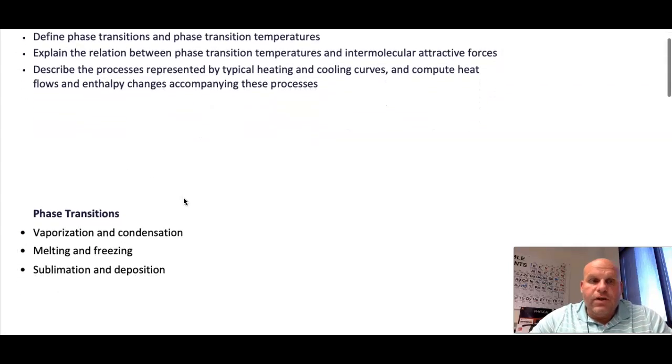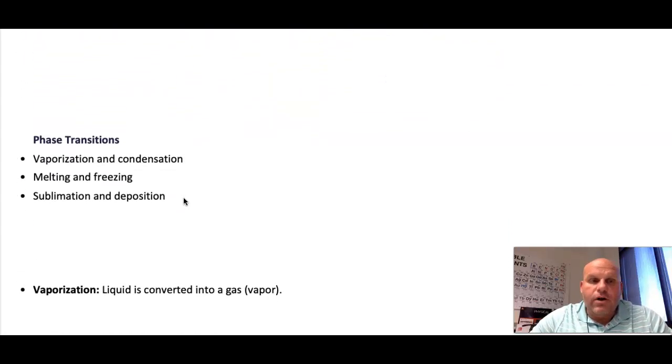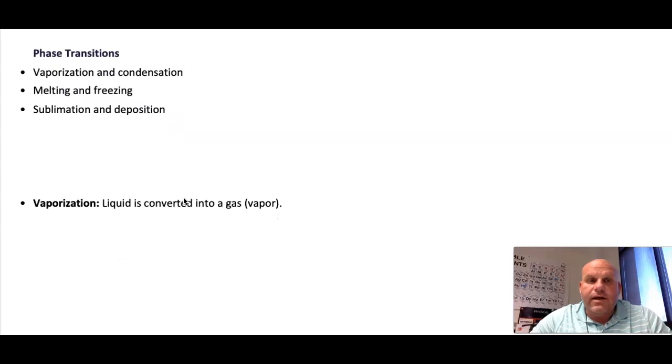All right, so we start with understanding what the phase transitions are, and here I've listed those phase transitions, and we'll be able to see this graphically even more when we look at a heating curve and also a phase diagram. But we basically have three phase transitions here, so vaporization and condensation. So this is the phase transition between liquid and gas. Going in one direction, liquid to gas is vaporization, and going in the other direction, gas to liquid is condensation.